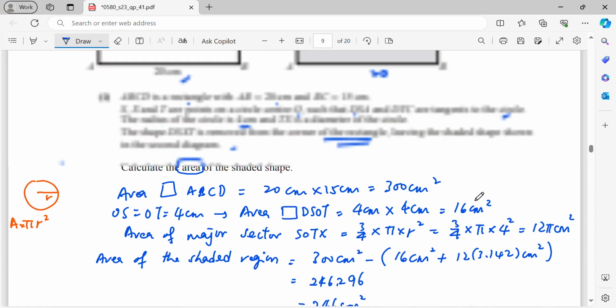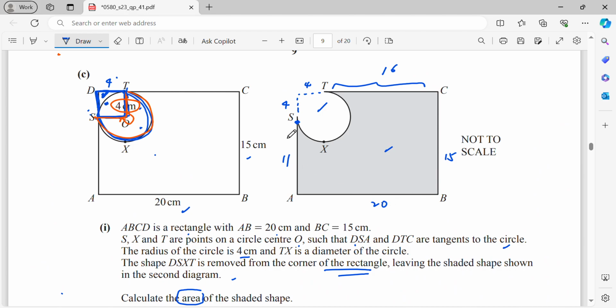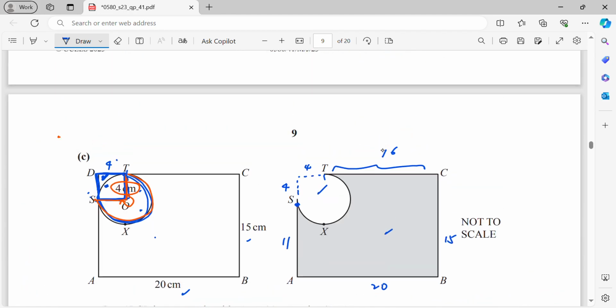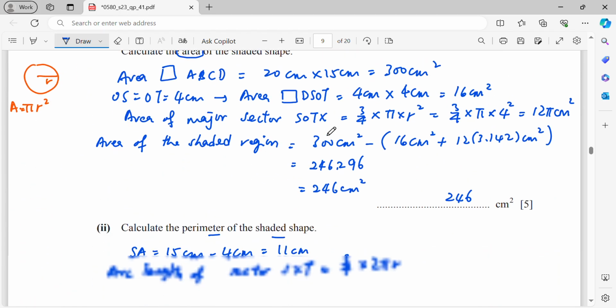So then now I need to find out what is my arc length for the SXT, right? Okay, the sector arc length. So the arc length of sector SXT will be 3/4 times 2 pi r. That is, 2 pi r is the arc length of a circle. Okay, then now left only 3/4 of the circle, which is this part. Therefore, now I replace the value.